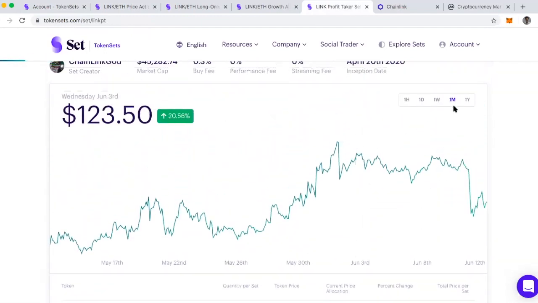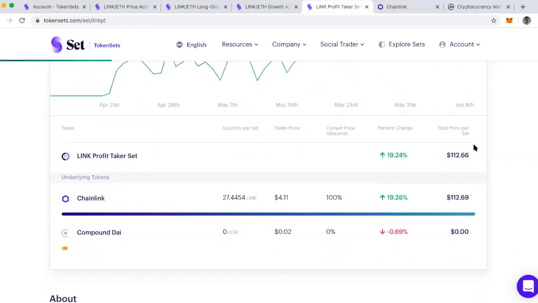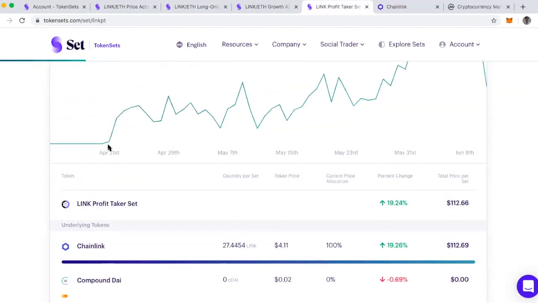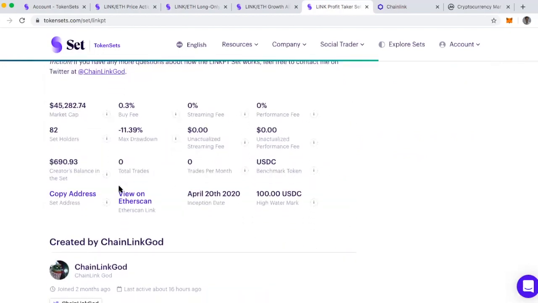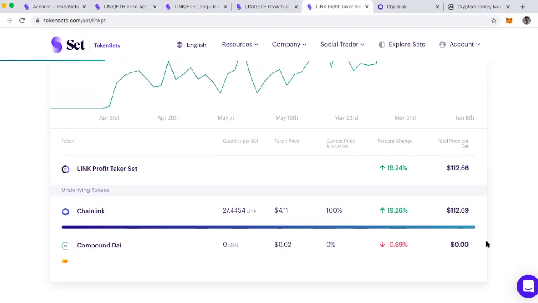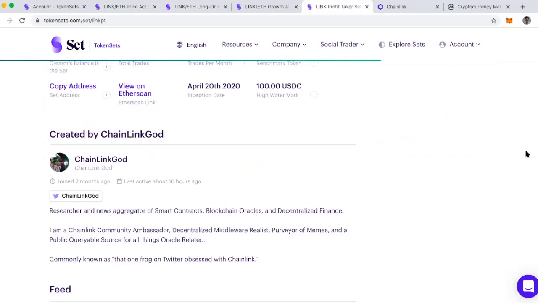If I look up above here, and if I go back, this is going back to the inception date, which was around April 20th. Yeah, April 20th. So this set launched on April 20th. If I had deposited Link in at that time, I basically would have the same amount of money. There's no difference. And that is because it looks like this hasn't rebalanced yet.